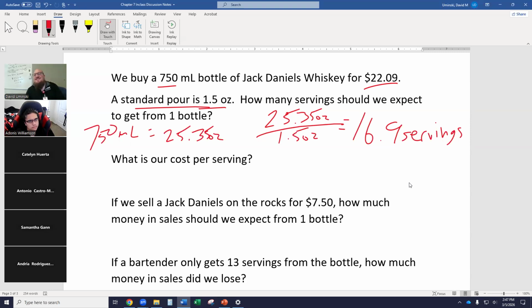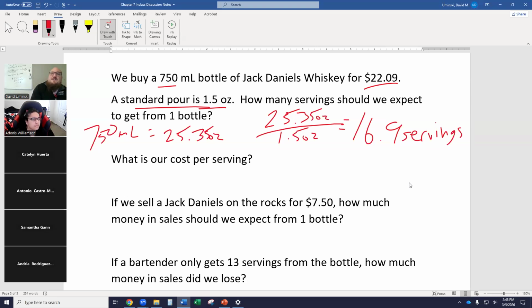Okay, so 16.9 servings. You can choose whether you want to go with 16 servings or 16.9. It's fine. What does that 0.9 represent? Left over in the bottom, a little bit of spillage, which helps account for that. In case somebody pours just a little bit extra, that helps cover it.